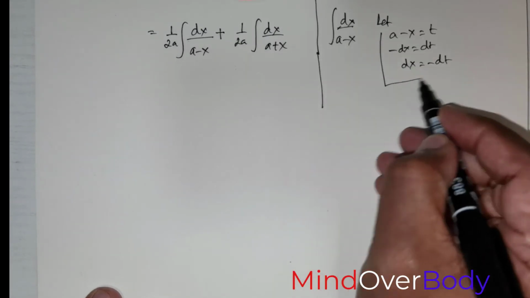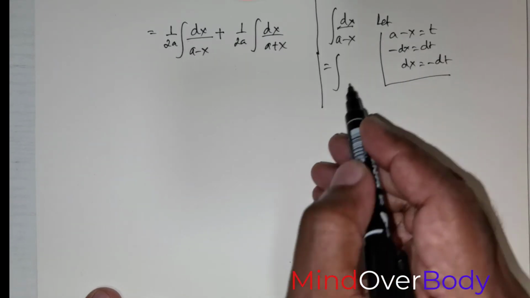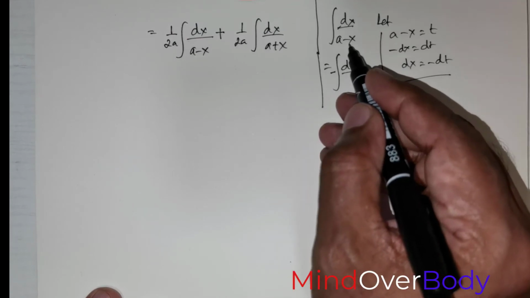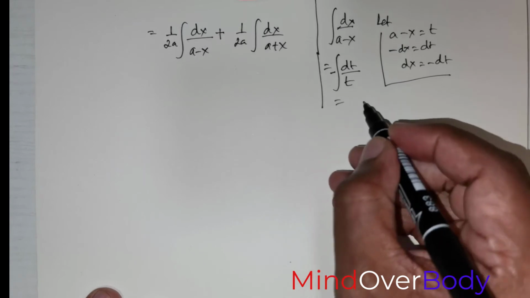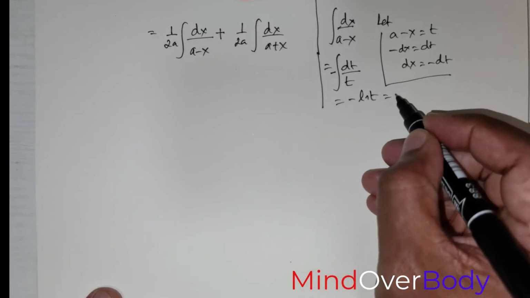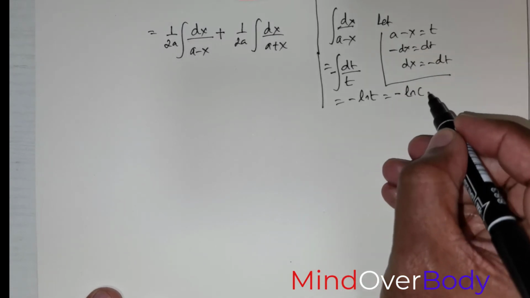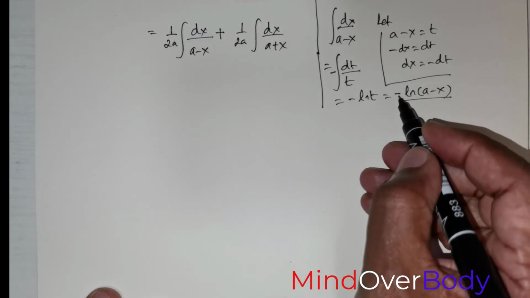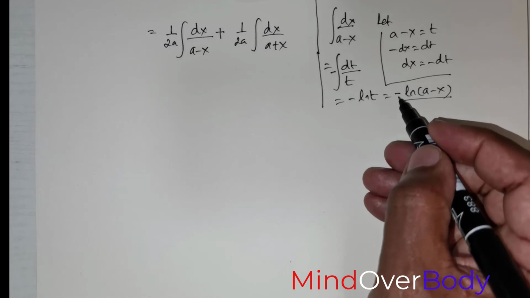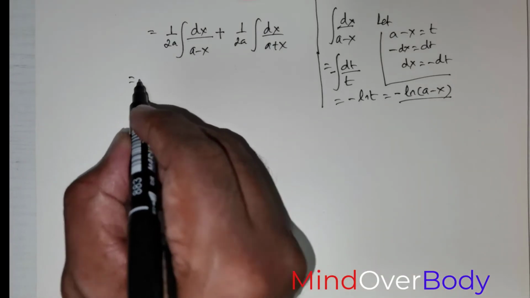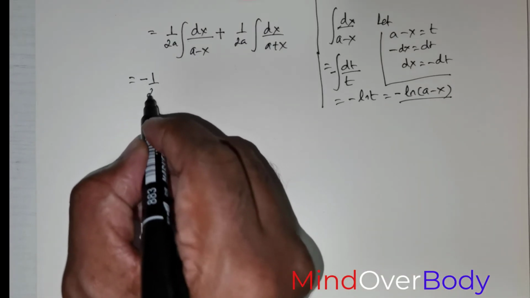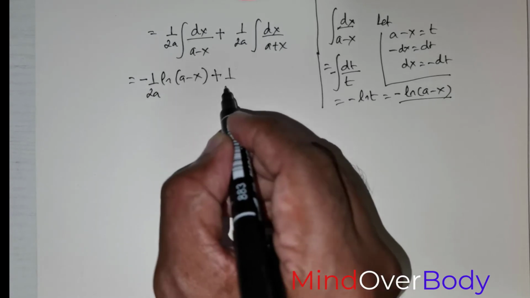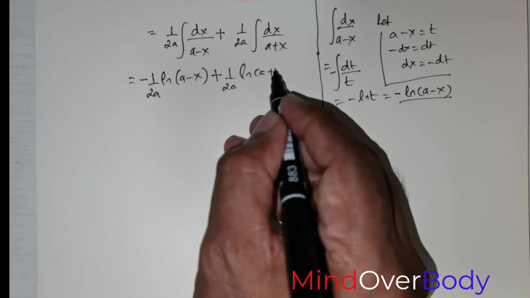Rewriting this with the substitutions, in place of dx I get negative dt, and in place of a minus x I get t. I integrate this, I get negative ln t. But my t is a minus x, so I need to substitute that. The most important observation to be made here is the presence of a negative sign. So this is going to be rewritten as negative 1 over 2a ln of (a minus x) followed by 1 over 2a ln of (a plus x).